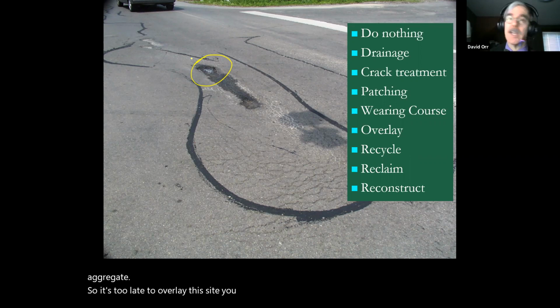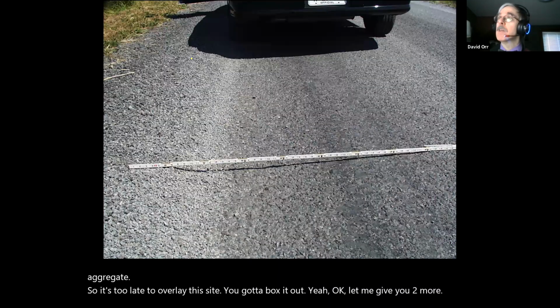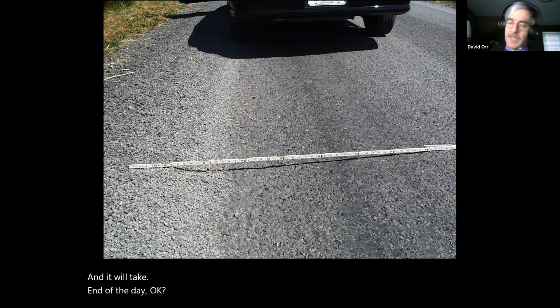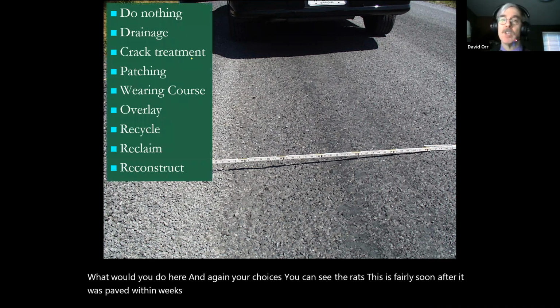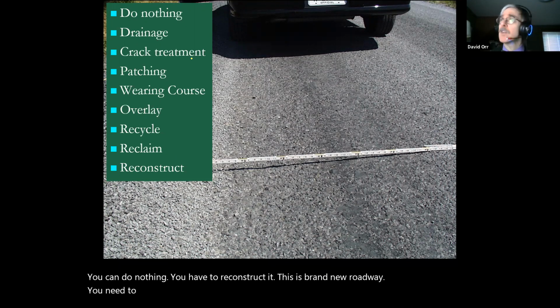Yep. Okay, I'm going to give you two more, and then we'll take end of the day. Okay. What would you do here? And again, your choices, you can see the ruts. This was fairly soon after it was paved, within weeks, literally. So you can do nothing, or you've got to reconstruct it. This is brand new roadway. You're going to think about reconstructing it, okay?